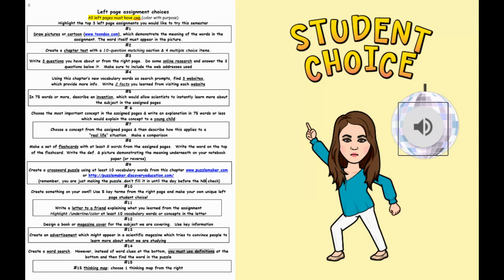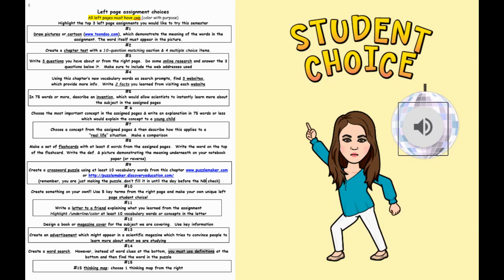So if a left page says student choice on it, you could pick number 1, which is draw a picture or make some kind of cartoon which demonstrates the meaning of the words in the assignment, and the assignment will be on the right page. You could do number 2 and create a chapter test to help you review. So you write the 10 questions that are matching, and then you do 4 multiple choice questions, and you're using the information from the right page.